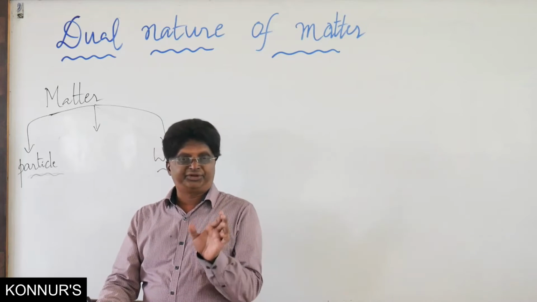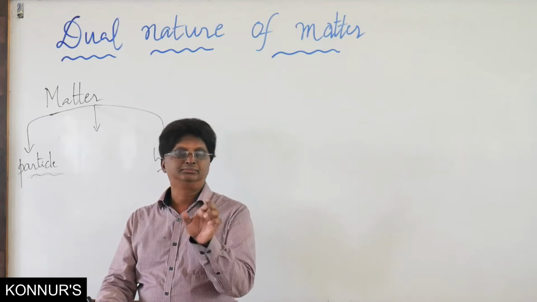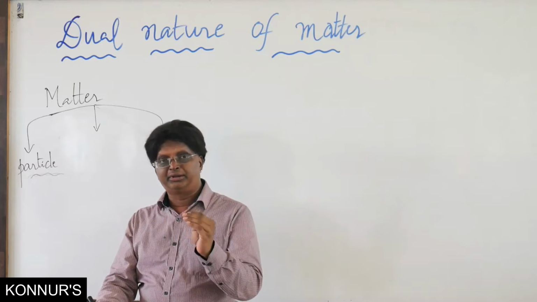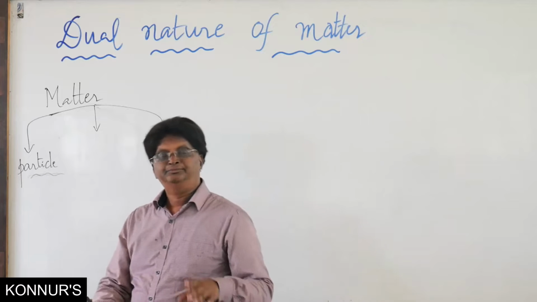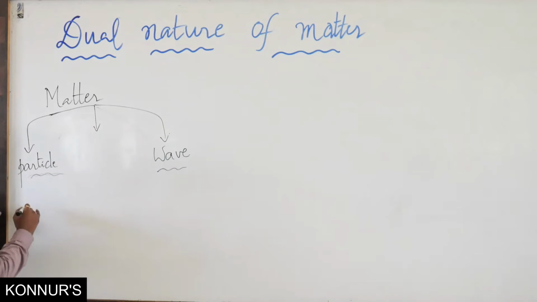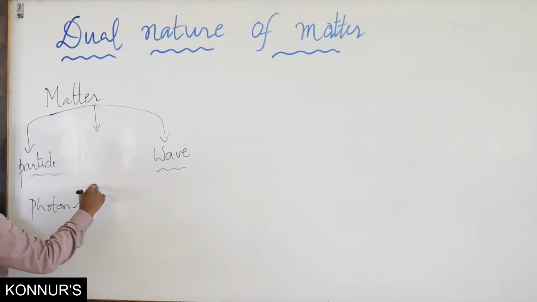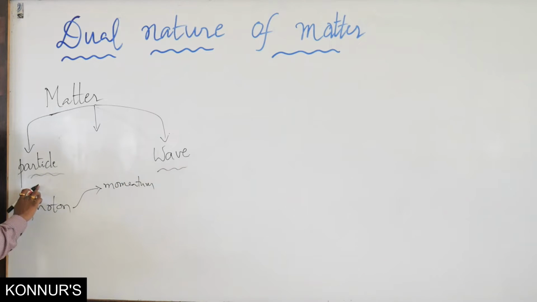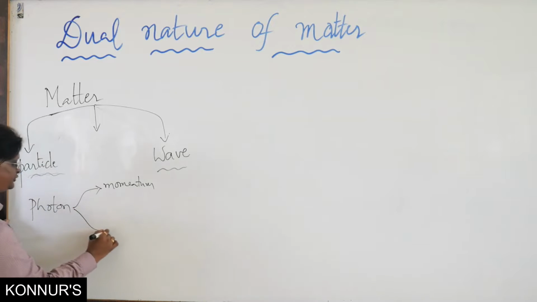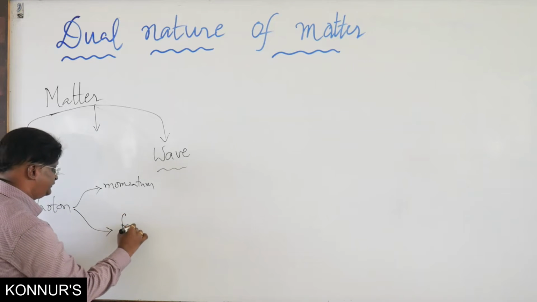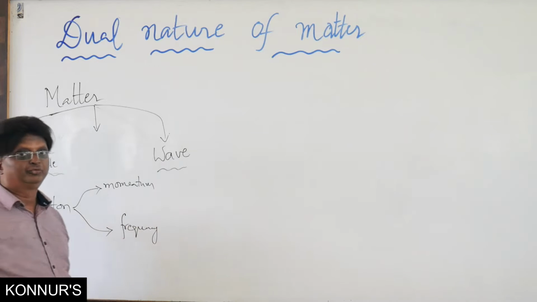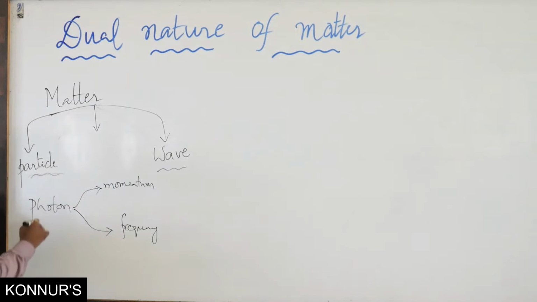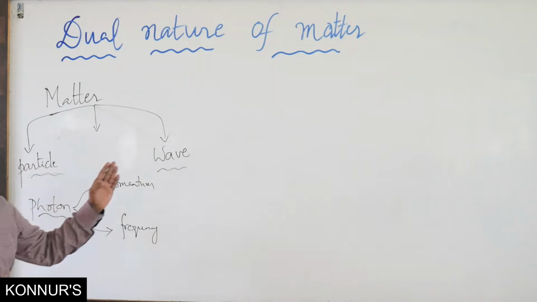Now, let us first take up the concept of quantum theory, those important facts according to Max Planck. The first one is photon. Photon has momentum, and momentum is a characteristic of particle. Then photon has the characteristic of frequency, and frequency is the characteristic of wave. Therefore, you can say that photon is a kind of blend of both particle and as well as wave.